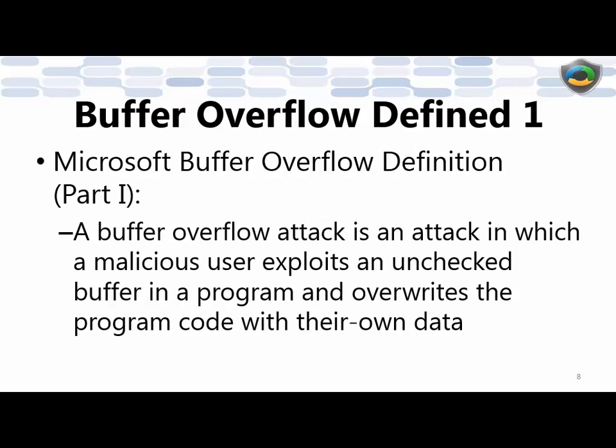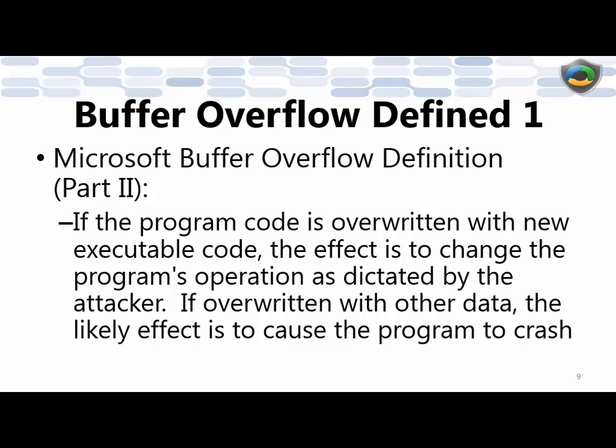So let's take a look quick. This is a two-part definition from Microsoft. They say that a buffer overflow attack is an attack in which a malicious user exploits an unchecked buffer in a program and then overwrites that code with their own data. So in other words, what they attempt to do is take over control of the program via taking control of the machine, or vice versa. If the program code is overridden, the effect will be to change the program's operation. In other words, the attacker will take control over the program and make it do whatever it is they want it to do.